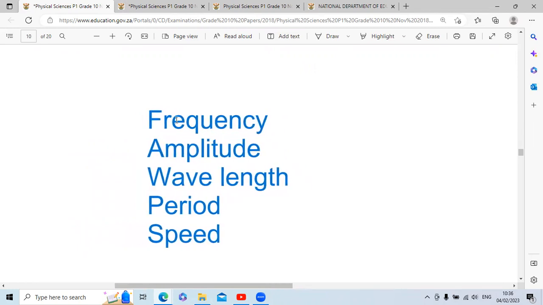Okay, so I remember you were able to define period, so we're gonna skip period. So we're gonna say the length of one wave. So what do you think the length of one wave is called?